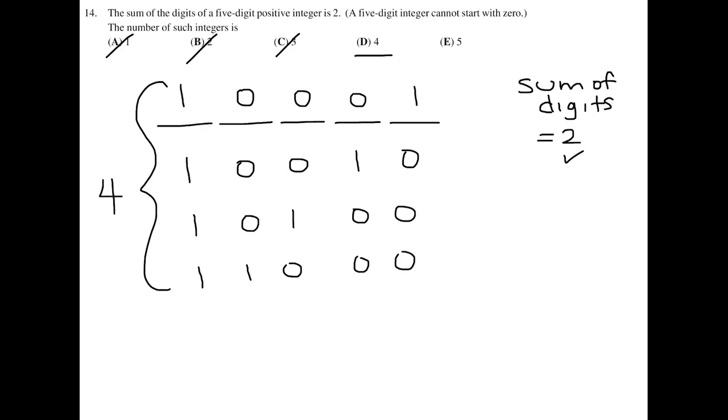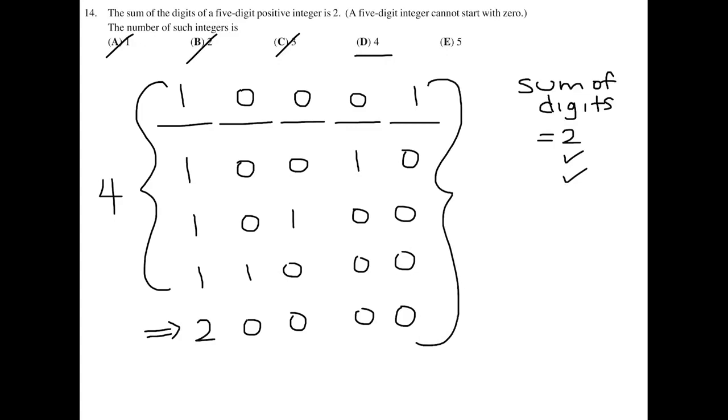I want you to think about this for a few seconds before you choose D and move on to the next question. This question was incorrectly answered by so many students because they forgot one last number, and that is this one, 2, 0, 0, 0, 0. This is a 5-digit integer whose digits sum to 2. So the total is not 4, the total is 5. So the answer here is E.